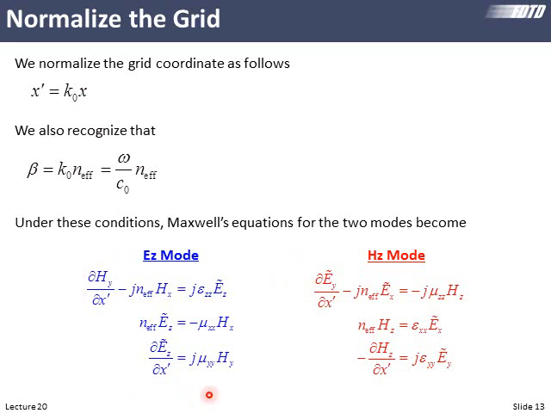So anyway, we can replace beta with k0 n effective, and we can also normalize our grid, and when we do that, we get a very simple form of Maxwell's equations with normalized grids, and we have the effective refractive index in there. We don't know the effective refractive index. We'll formulate this, and in the end, it's our formulation that will tell us. We'll calculate by solving a matrix equation what that effective refractive index is.